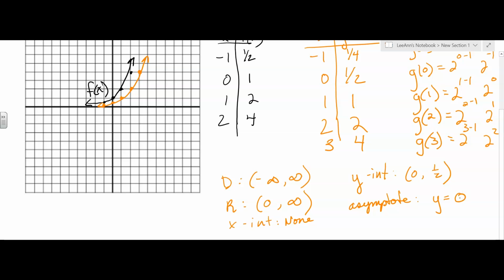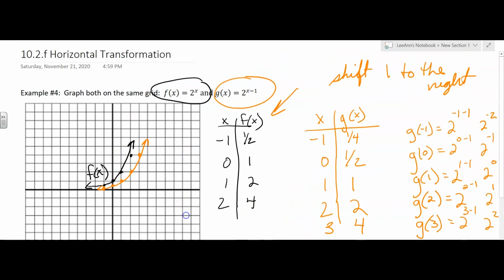Okay? All right, so that was a horizontal shift, and it moved all the points 1 unit to the right. So look at the difference between the equations. One has 2 to the x, the other has 2 to the x minus 1. So we've seen transformations before, so you might say, oh, okay, we had shifts to the right and left before. So if it had been like 2 to the x plus 1, it would have shifted to the left one. Okay? All right.